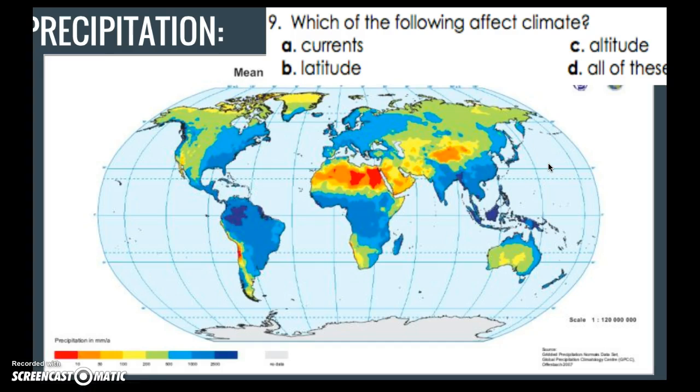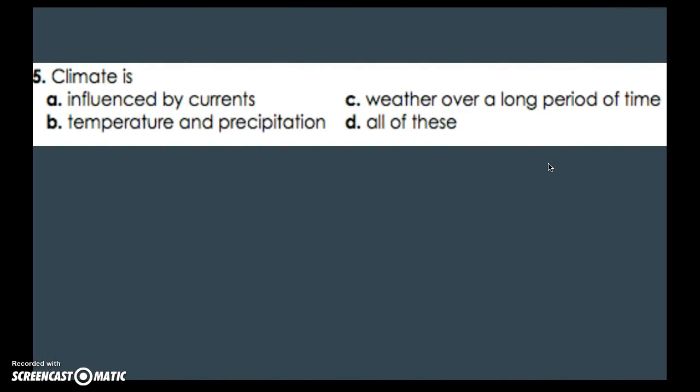Which of the following affects climate? Same thing, right? Just the conversation with this map behind it instead, which means we just missed two. Right? There are two things that we didn't cover in these pictures. Climate is, there's going to be all of these. Influenced by currents, yep, we just discussed that. Is temperature and precipitation, that was in the notes that we took earlier on. And weather over a long period of time, that was one of our definitions when we introduced geography. So this asks you to go back a little bit.